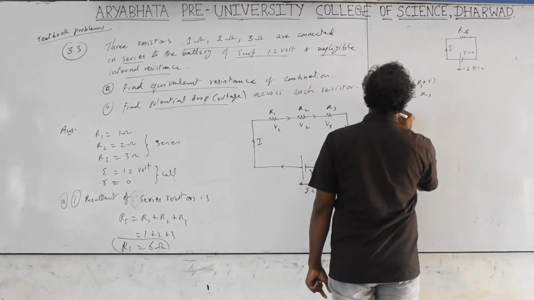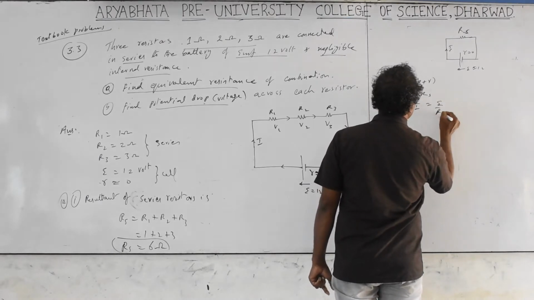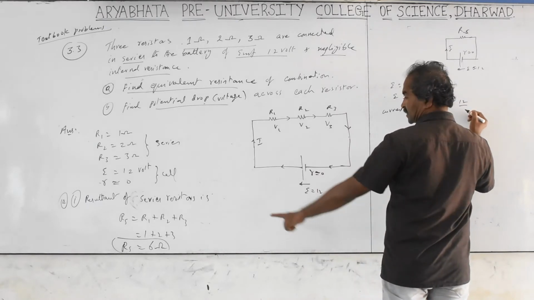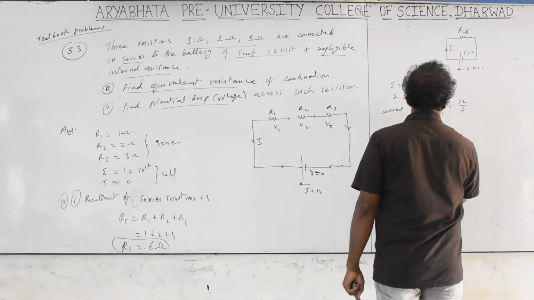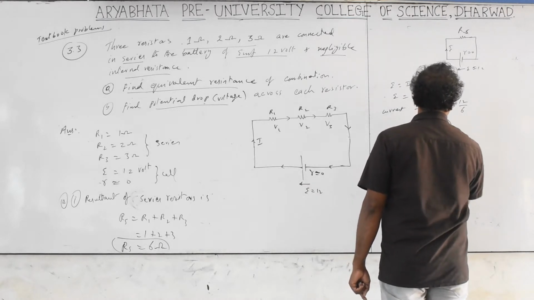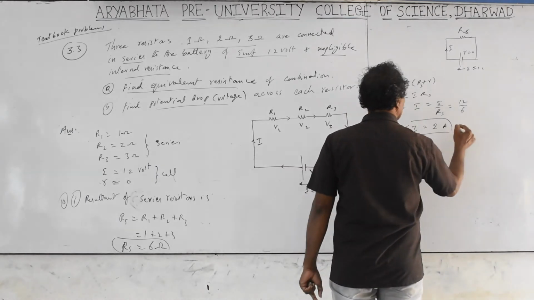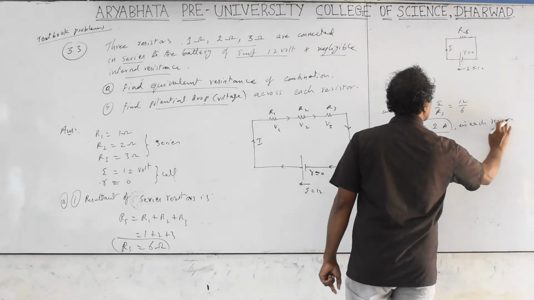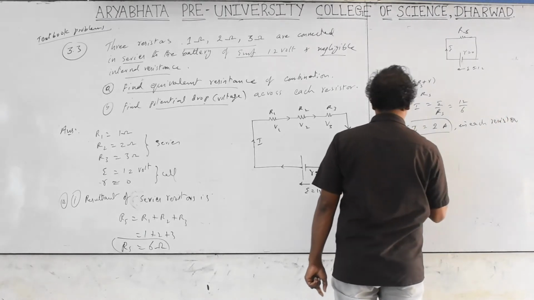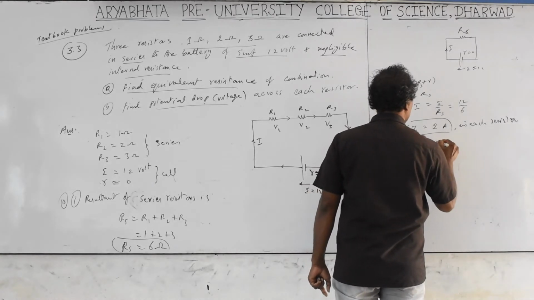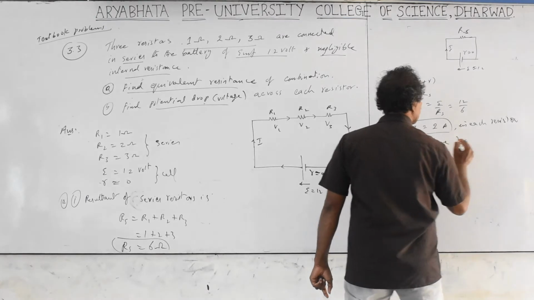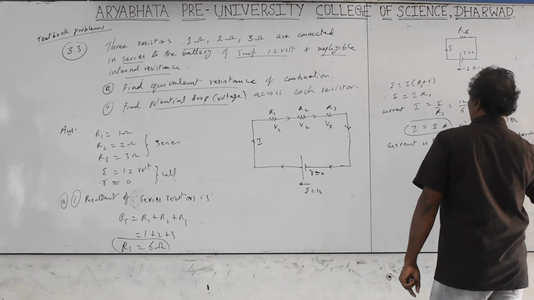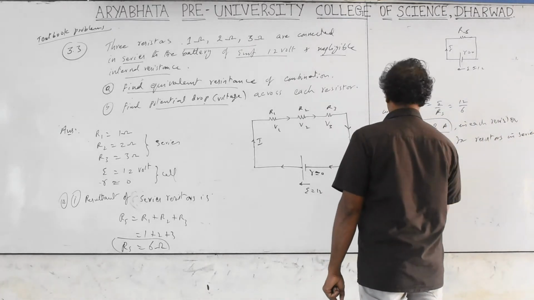So current I is equal to E by R series, which is 12 by the series resistance 6. Our current is 2 amperes. Current is the same in each resistor. Current is the same for resistors in series.